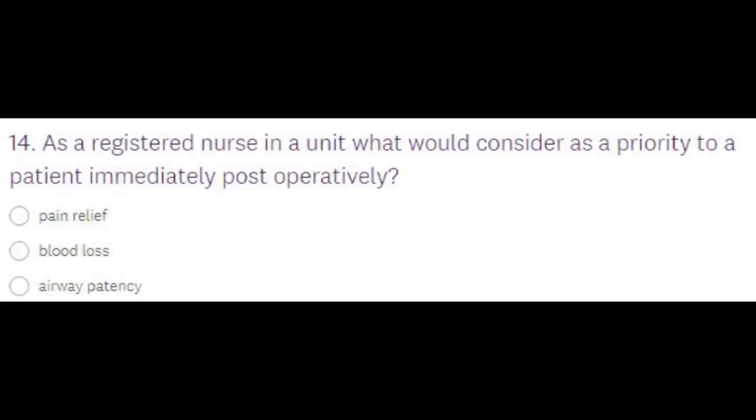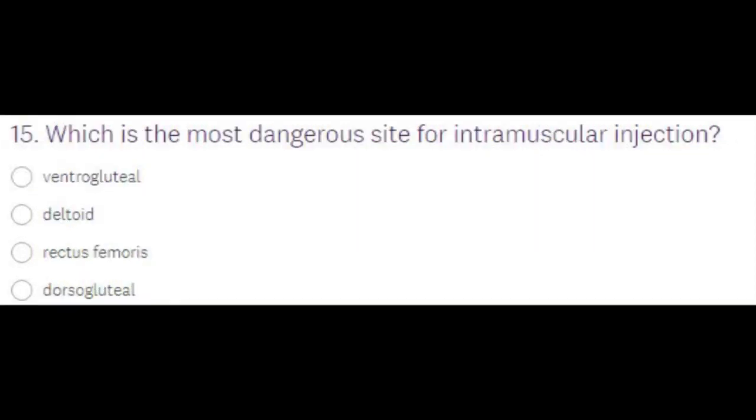Question number 14. As a registered nurse in a unit, what would you consider as a priority for a patient immediately post-operatively? Options are option A, pain relief. Option B, blood loss. Option C, airway patency. Right answer is option C, airway patency.